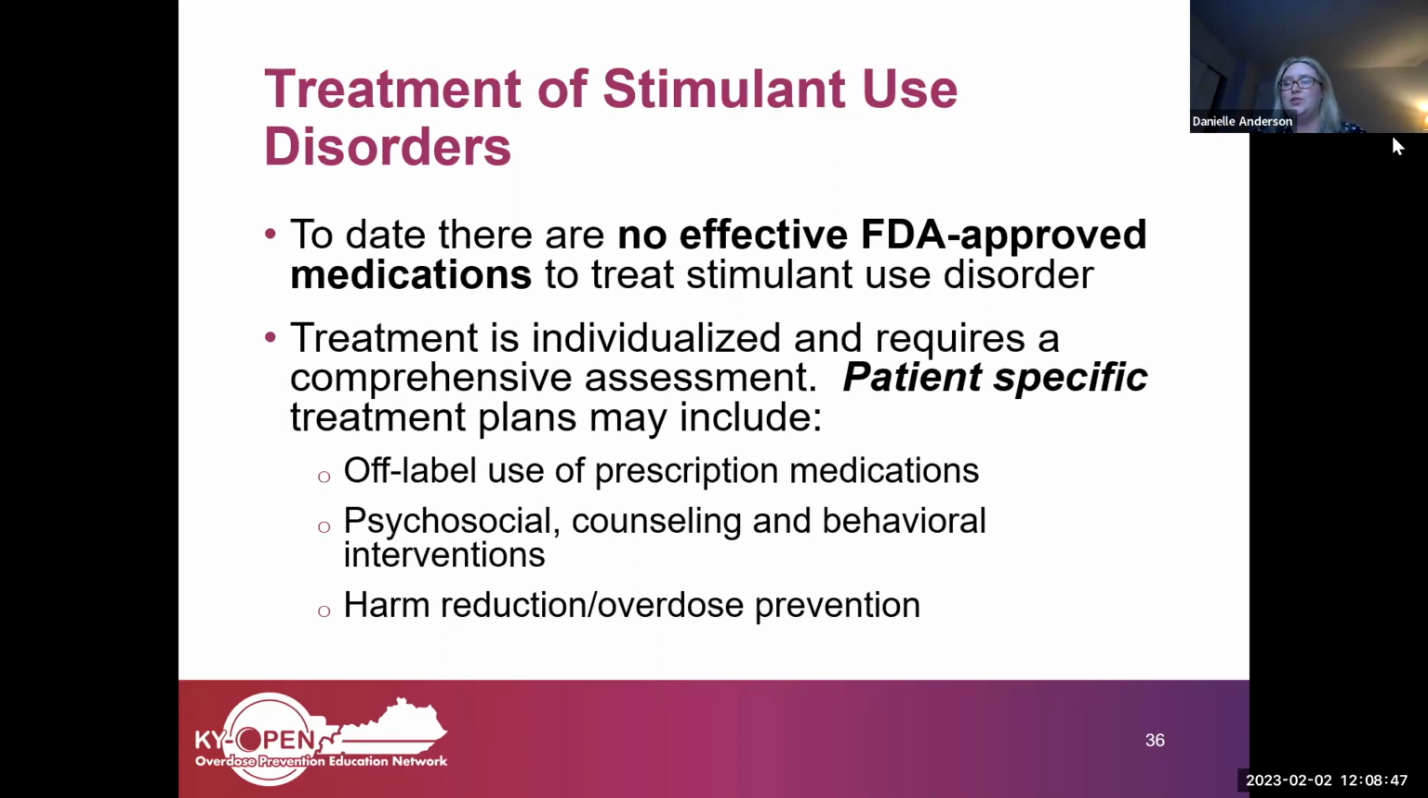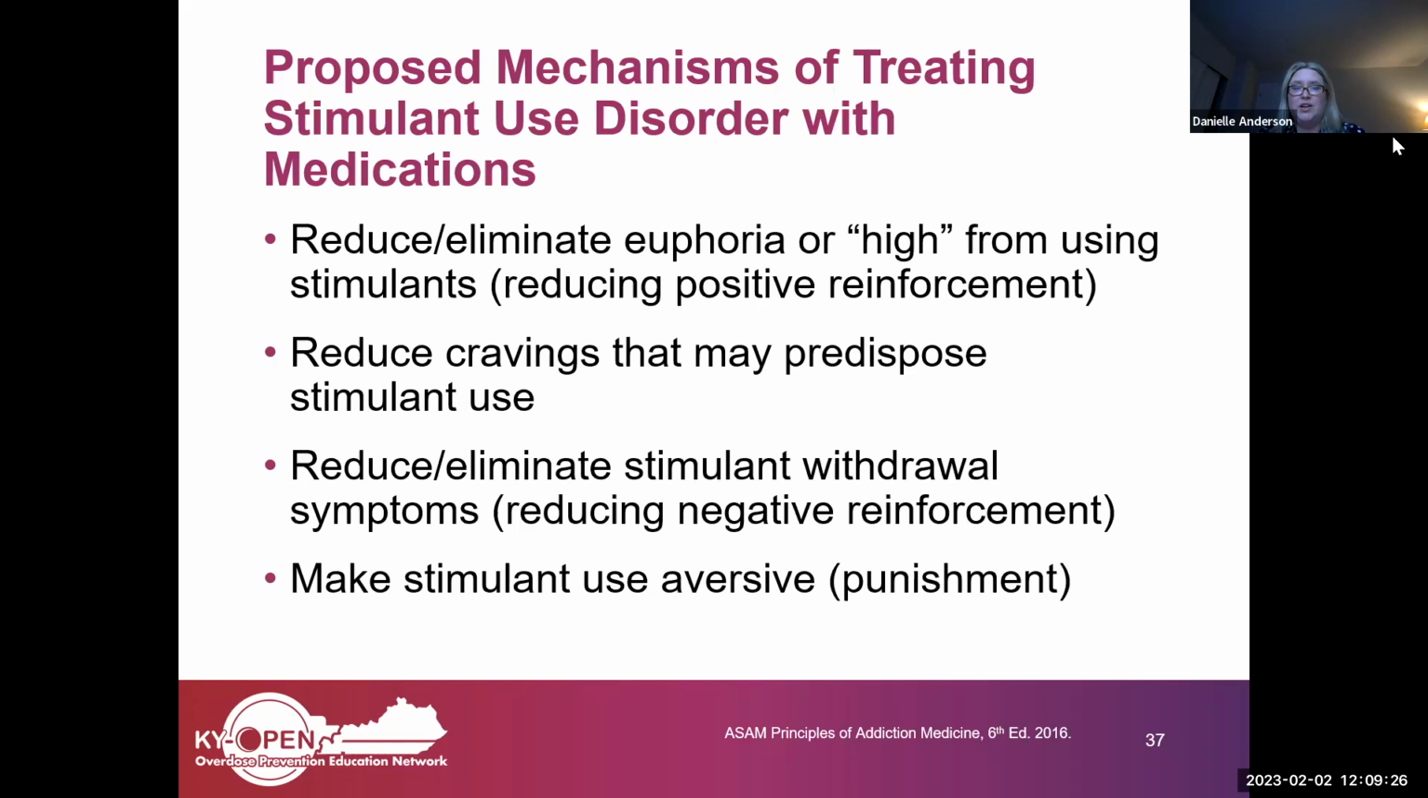Now we're going to talk about the treatment of stimulant use disorder. And to date, unfortunately, there are no effective FDA-approved medications to treat stimulant use disorder. Treatment is individualized for stimulant use disorder and requires a comprehensive assessment. Patient-specific treatment plans may include off-label use of prescription medications, psychosocial counseling and behavioral interventions, and also harm reduction and overdose prevention. And so I think probably everyone here on KY Open today has a role in one of those three aspects of treatment.